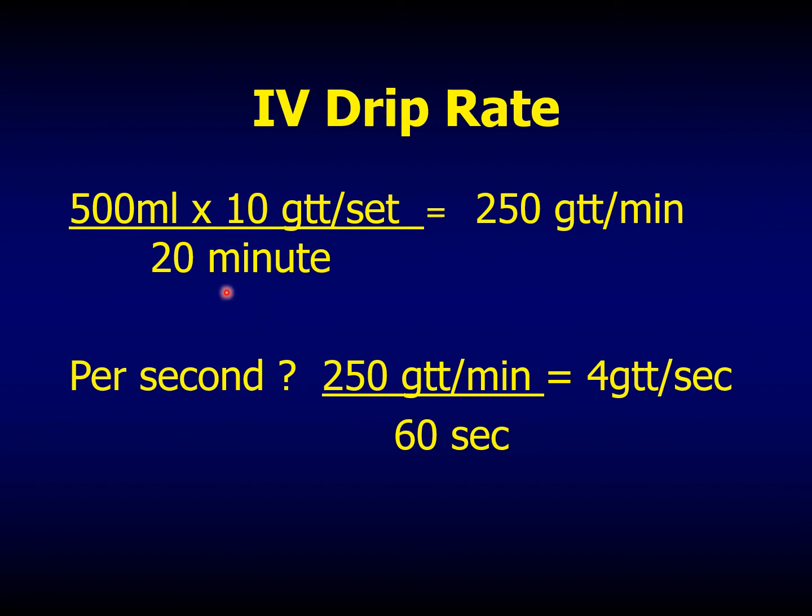So in setting this out here, we're going to give this over 20 minutes. There's 500 mils that we need to give, and we have a 10 drop set. What you're seeing is this gives you how many drops per minute that you need to do. And if you want to figure out how many drops per second that is, you need to divide that by 60. So 4 drops a second.